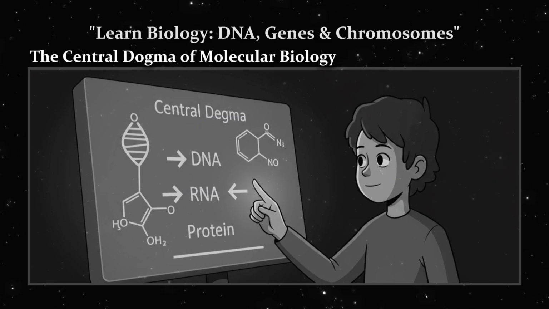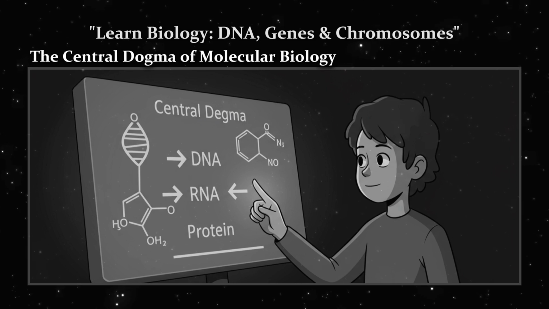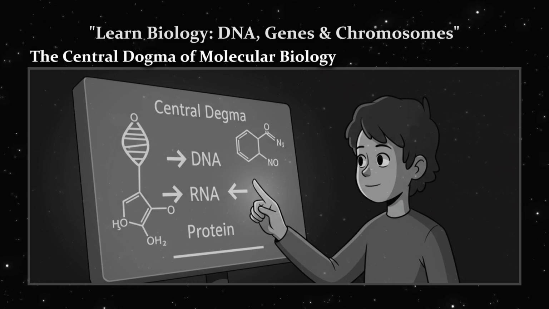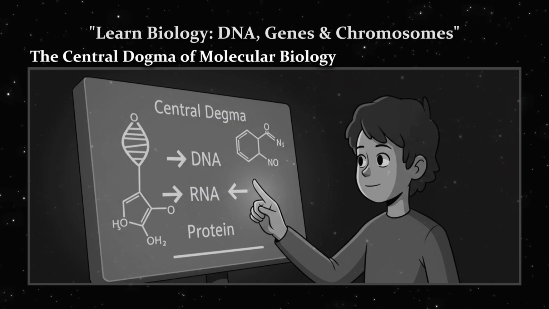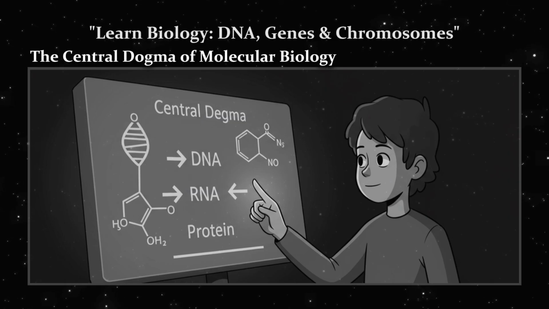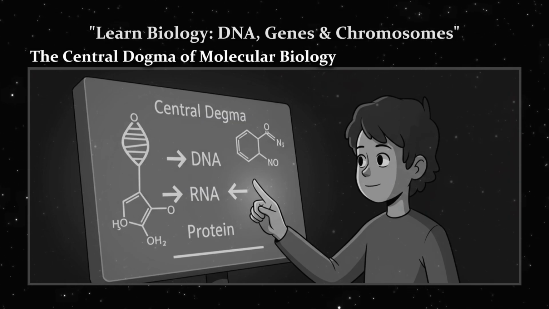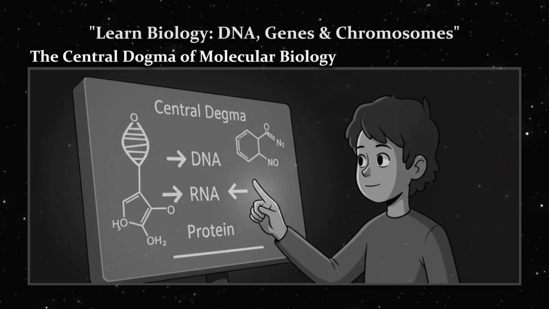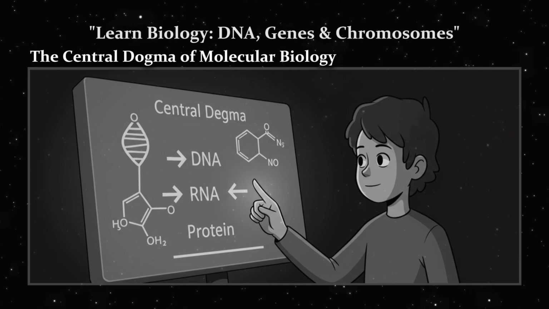This concept, first articulated by the brilliant physicist and biologist Francis Crick, is known as the central dogma of molecular biology. It is not a dogma in the sense of a rigid, unproven belief. Rather, it is the foundational statement, the core principle, that describes the flow of genetic information within a biological system. It is the operating system of the cell.